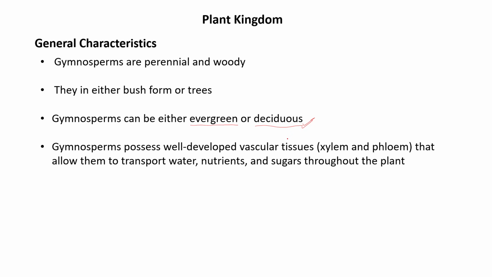Gymnosperms possess well-developed vascular tissue. So xylem and phloem both are present. In the last session, we studied that pteridophytes were the first land plants that have vascular tissues. Gymnosperms transport water, nutrients and sugar throughout the plant with the help of these vascular tissues.